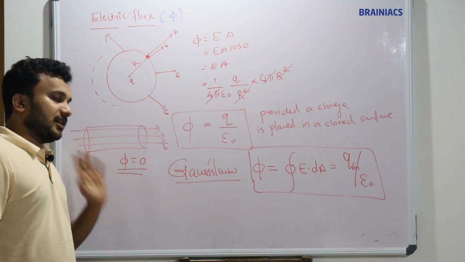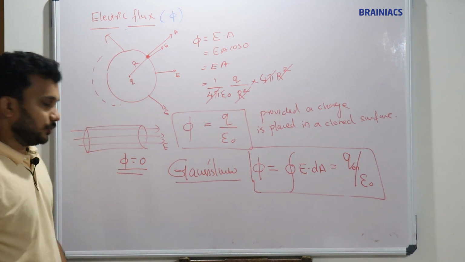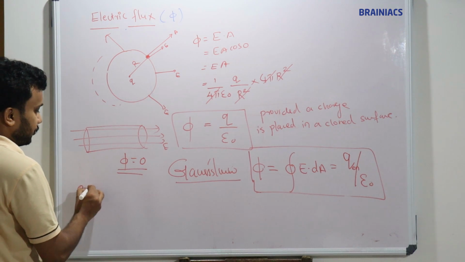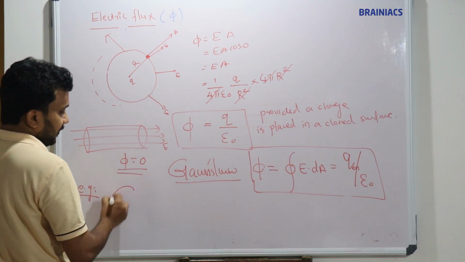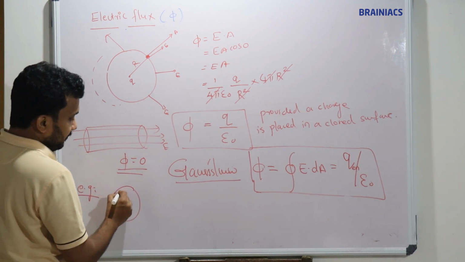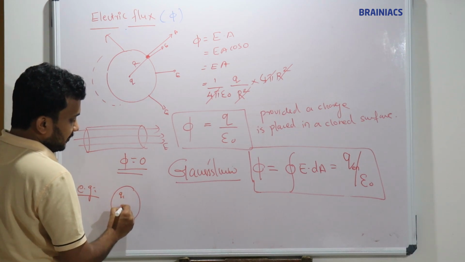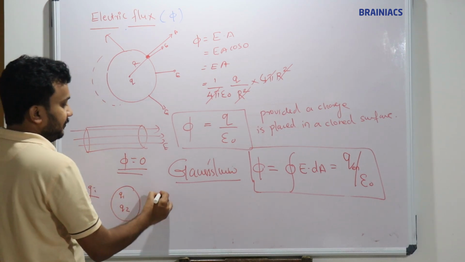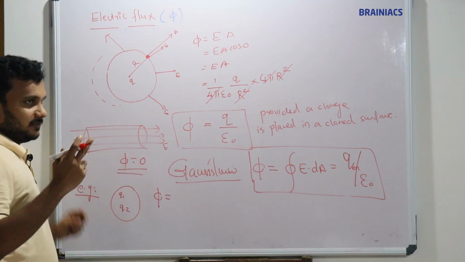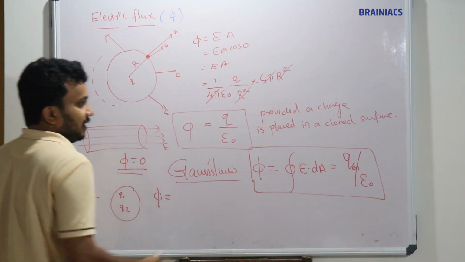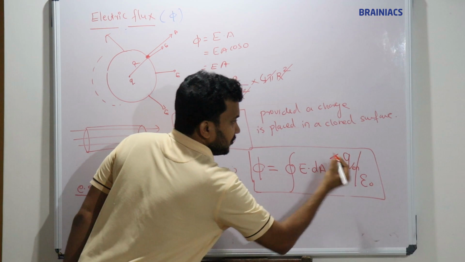In this case, no charge is present, so flux will be equal to 0. Let me take one example for you. If I have a surface like this, with a charge Q1 and a charge Q2, what is the flux in this case? Two charges are there, not only one. This is like a summation of the charges in that case.